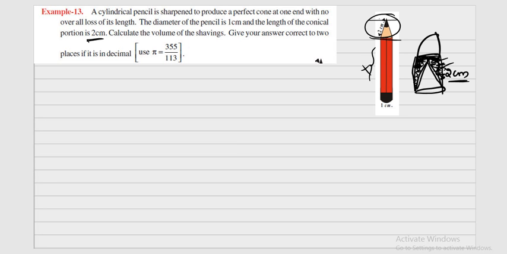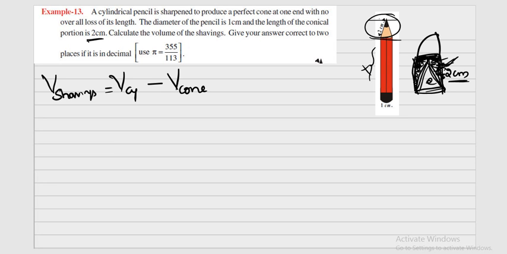It is given by the volume of the cylinder. Before sharpening the pencil, what do we have here? A cylinder. After sharpening, what is left over? We are left with a cone. So what is lost here? All we lost is the shavings. From this, what can I say? Volume of shavings is equal to volume of cylinder minus volume of cone.